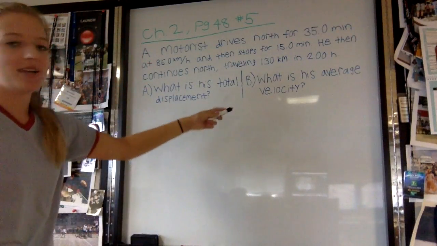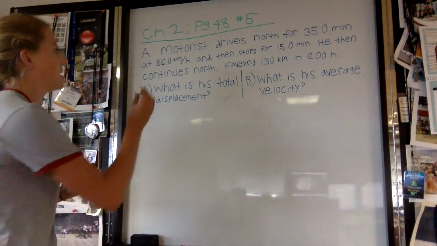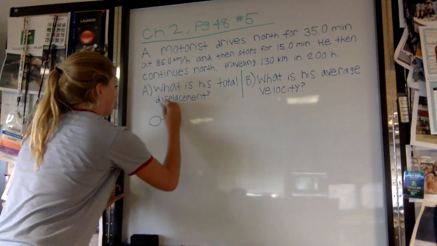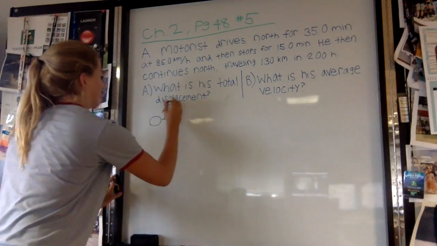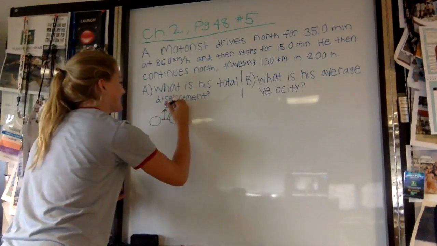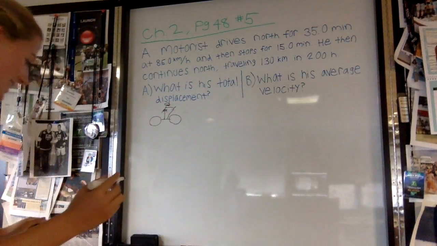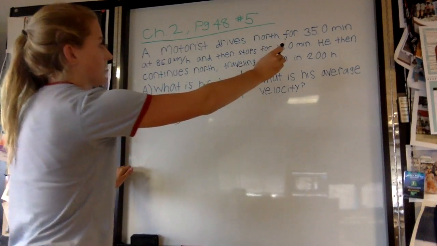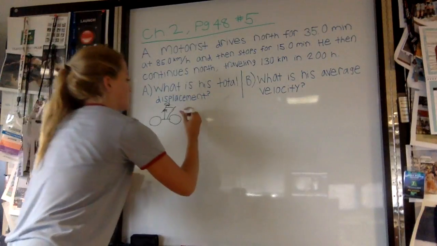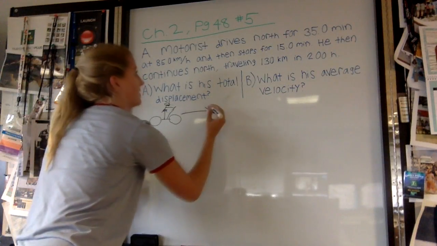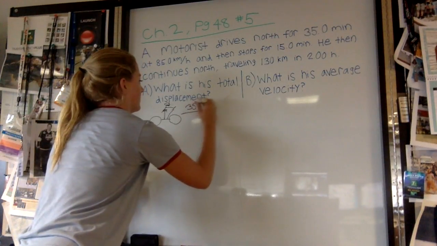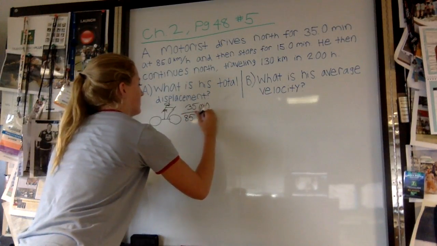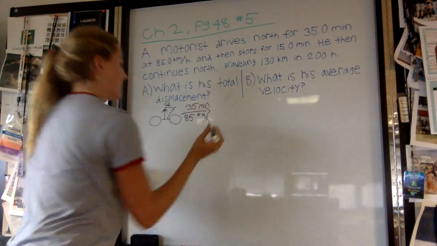So before we can answer any of these questions, we have to draw a diagram. So we have a motorist. Okay, and then we have to read what is given. So he is driving north for 35 minutes at 85 kilometers per hour. Let's assume this way is north. So 35 minutes at 85 kilometers per hour.